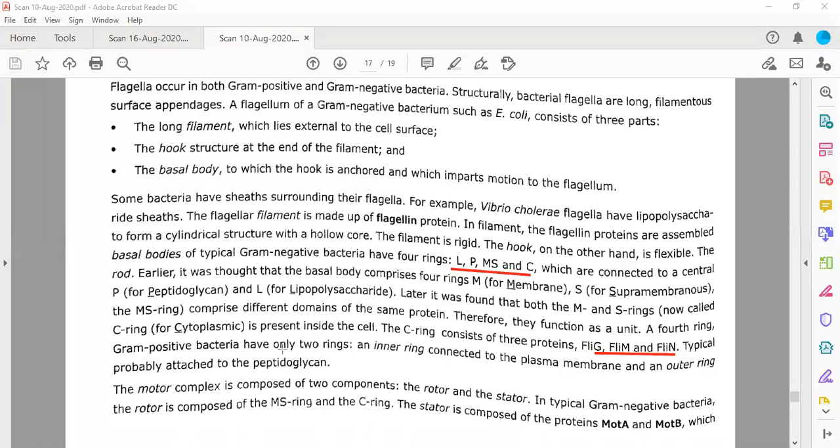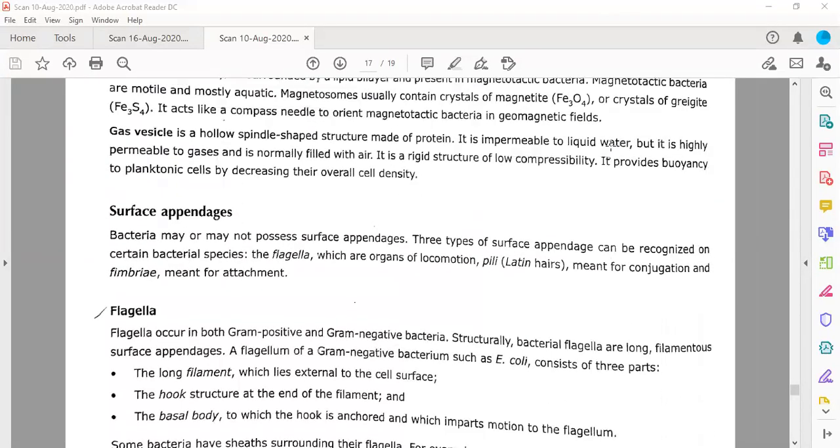Typical gram-positive bacteria have only two rings. One is called the inner ring, which is connected to the plasma membrane, and there is an outer ring, which is probably attached to the peptidoglycan cell wall. So they are named as outer ring and inner ring. The inner ring is connected to the plasma membrane, and the outer ring is probably connected to the peptidoglycan, which is actually not connected, as you can see from this particular diagram. So there are differences in the flagellar structure in gram-positive and gram-negative bacteria.